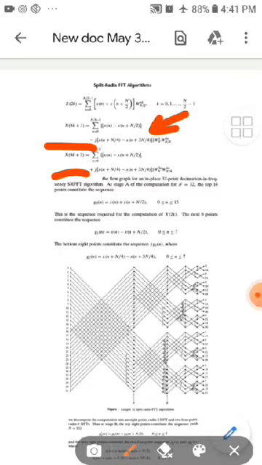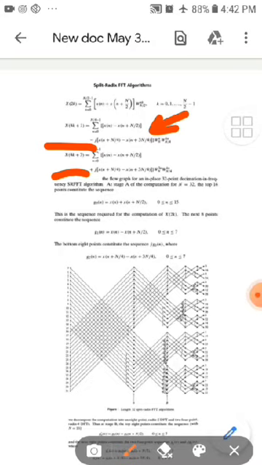See here, X of 4k plus 1 equals the summation n equals 0 to N by 4 minus 1 of x of n minus x of n plus N by 2 minus j into x of n plus N by 4 minus x of n plus 3N by 4, into W N to the power n, W N by 4 to the power kn.